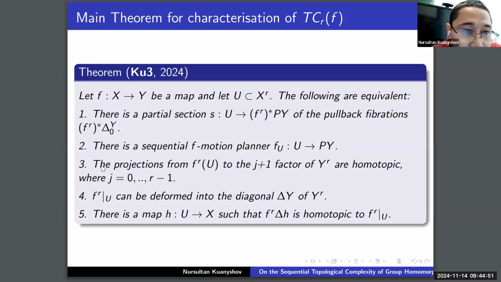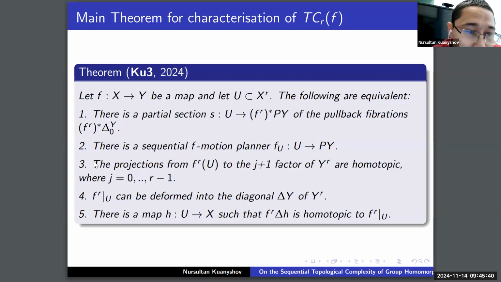Okay, and number 3 tells you that if I have an image of this, and if I take projection maps, they are homotopic. And number 4, if I have this map and I restrict it to this subset U, I can deform it into the diagonal of Y. And number 5 is that there is a map H from U to X such that the composition of F to the R with the diagonal of H is homotopic to F to the R restricted to U. So basically I obtained, I think, a generalized analog of Jamie's result.